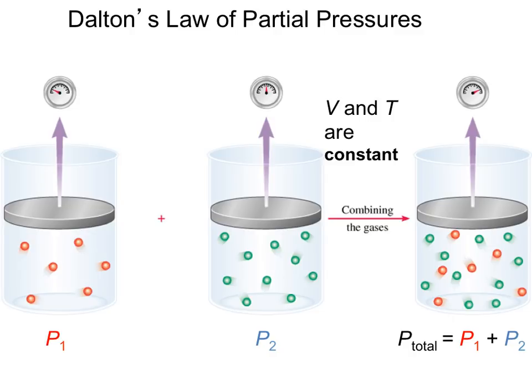So if we have gas number 1 and gas number 2, we combine them and put them in a single container. The partial pressure exhibited by gas 2 and the partial pressure exhibited by gas 1, if we sum those two values, will give us the pressure value of the newly combined gases in the container. Okay, and once again, guys, this is at constant volume and temperature.